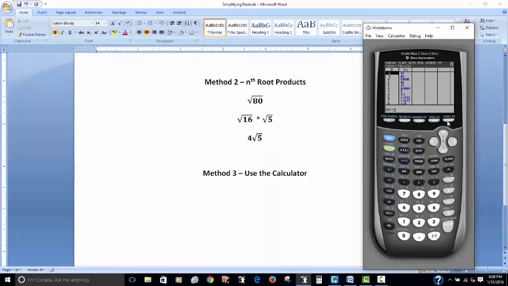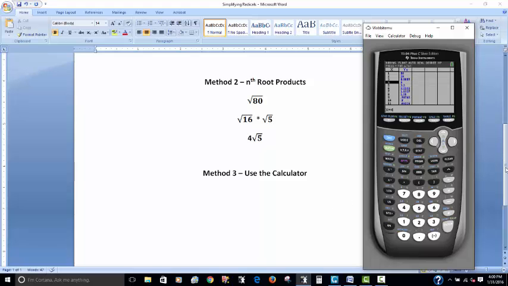I'm going to go to my table, and when I look in my table, I'm going to go to my Y1 column, and I'm going to scroll until I see the last whole integer in that column before everything goes all to decimals. Now, as I scroll down and look, I see everything seems to be decimals after 5 here. So 5 is the last whole integer in the Y1 column. When I go over to the X column, I see a 4. So by the calculator, 4 radical 5 is the simplification of the square root of 80.